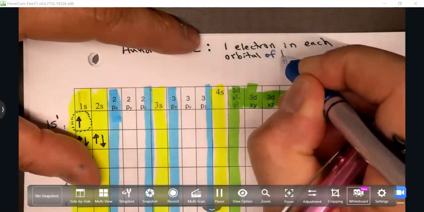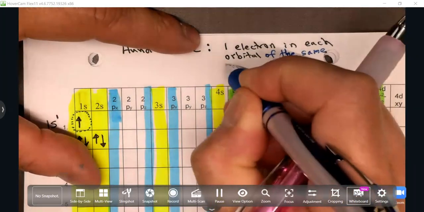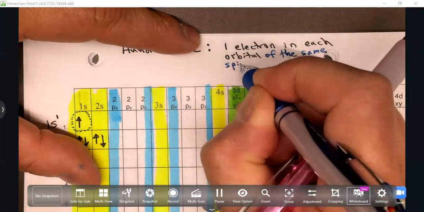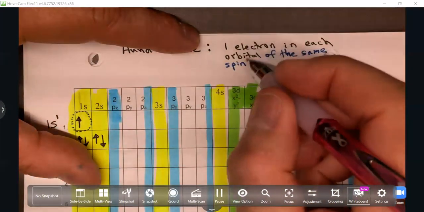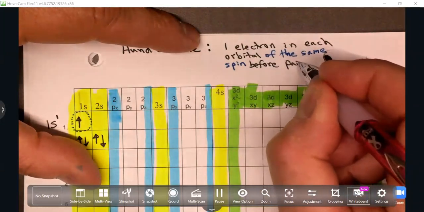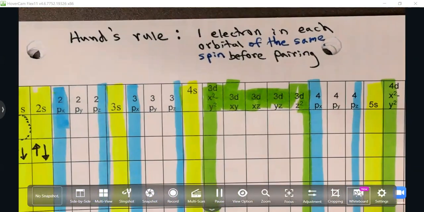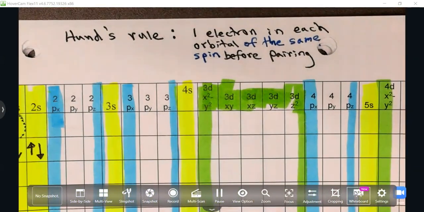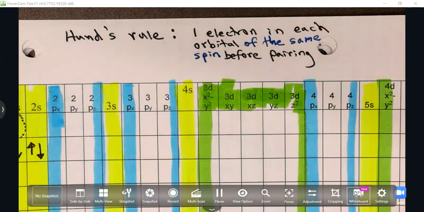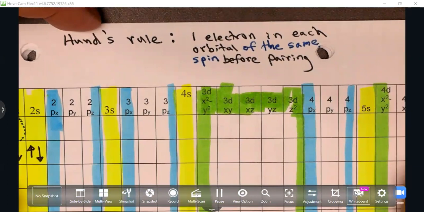of the same spin before pairing. Maybe I can put it that way pretty good. One electron in each orbital of the same spin before pairing. And I'll do some examples of that. So Hund's rule: one electron in each orbital of the same spin before they pair up.